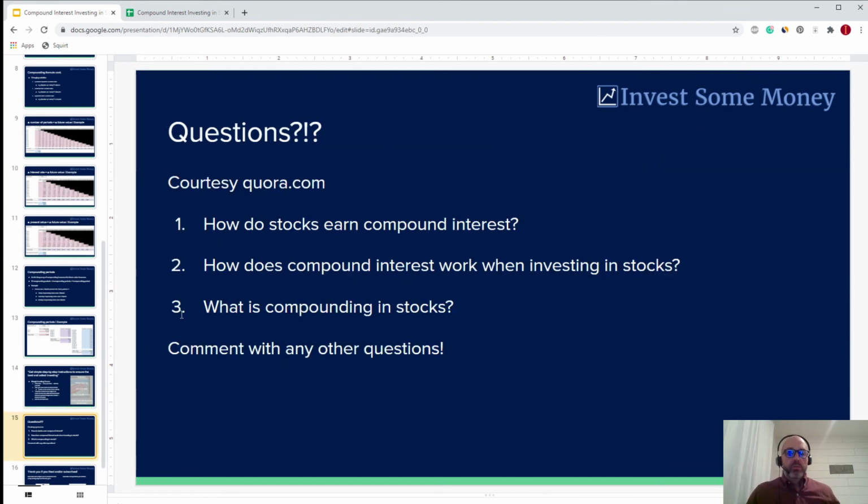Let's cover the questions real quickly here at the end. Again, these are right off of Quora, so some of them are worded logically, others not so much. The first question is, how do stocks earn compound interest? Well, again, stocks don't technically earn interest, common stocks anyways. They earn dividends and capital gains.